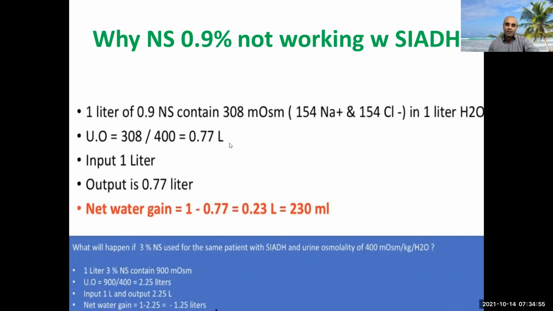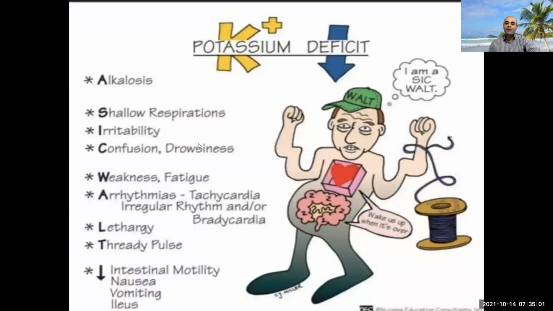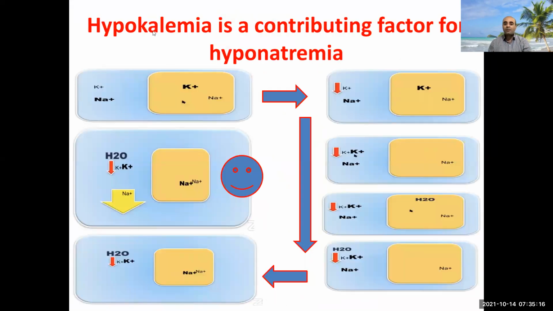Okay, I hope that slide is clear. You can read it later too. Okay, hypokalemia. What is the role of potassium or hypokalemia in hyponatremia? I need you to concentrate at this point. If you have a patient with hyponatremia and hypokalemia, how can you manage your patient? First, what is the pathogenesis?